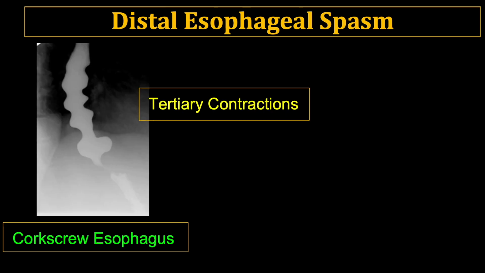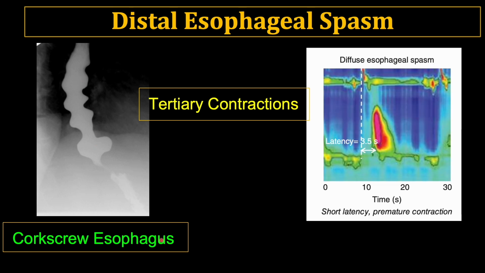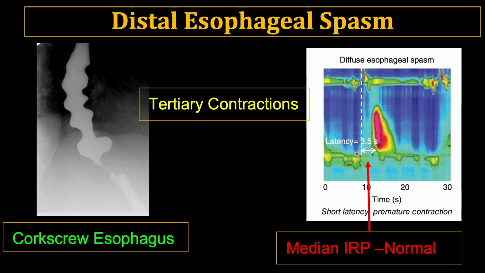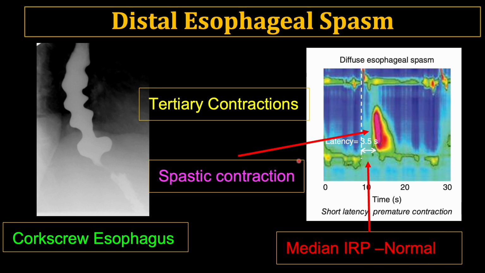Distal esophageal spasm, also known as diffuse esophageal spasm, is a motility disorder of the esophagus where multiple tertiary contractions are observed in the distal two-thirds of the esophagus. This classical appearance on barium swallow is known as corkscrew esophagus. On manometry, the lower esophageal sphincter relaxes normally. That is why the median integrated relaxation pressure remains normal in diffuse esophageal spasm. However, there are premature spastic contractions observed in the distal two-thirds of the esophagus.